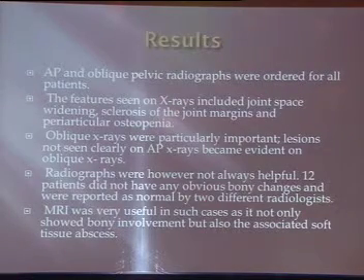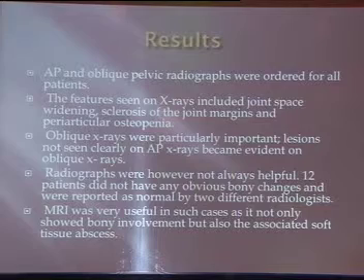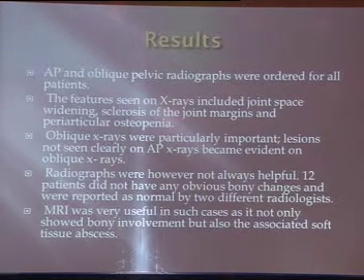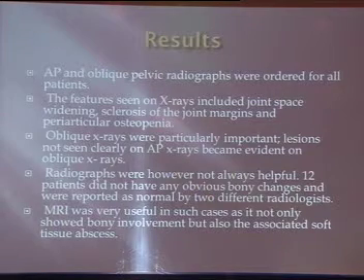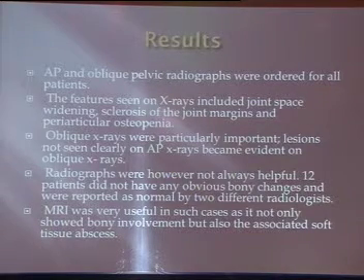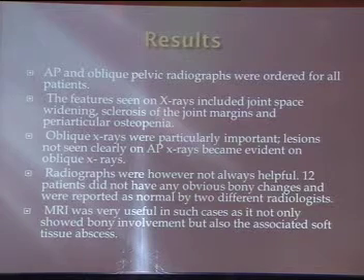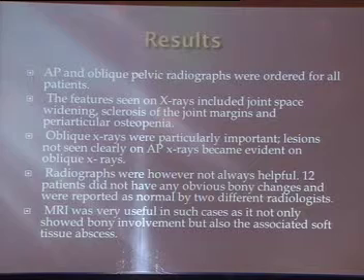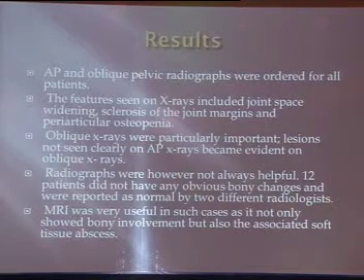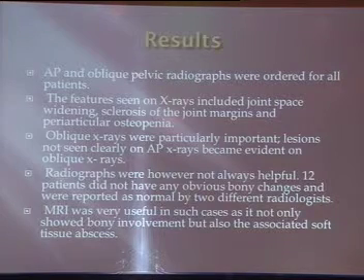AP and oblique views were ordered for all the patients. The features on X-rays included widening of joint space, sclerosis of joint margins, as well as periarticular osteopenia. The oblique X-rays were particularly important because many AP views, X-rays of the pelvis, were normal on AP view, but the findings were obvious in oblique views. So the oblique X-ray is particularly important in diagnosing SI joint TB. Radiographs were, however, not always helpful, as I said.